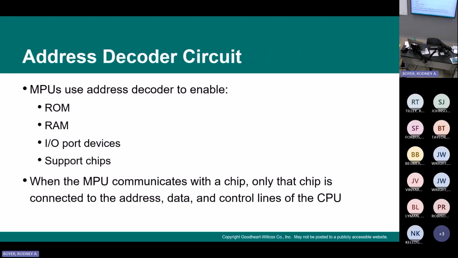Address decoder. The CPU, or the MPU, says, hey, I want data from this address, and the decoder says, okay, well, in order to do that, you have to go through this path. That's a really simplified version of it. That's basically what happens.